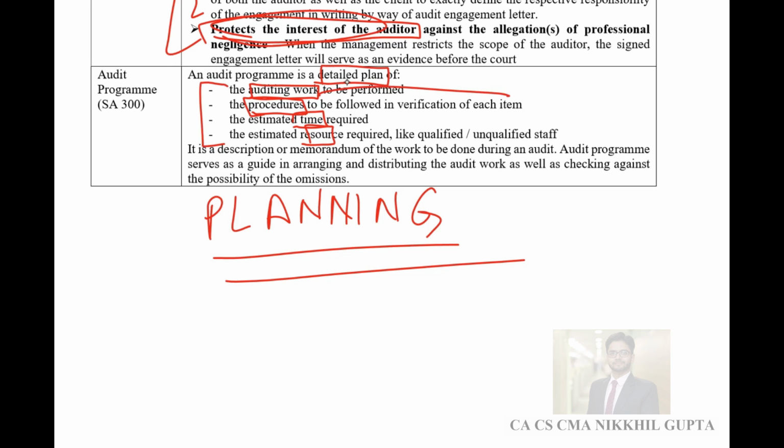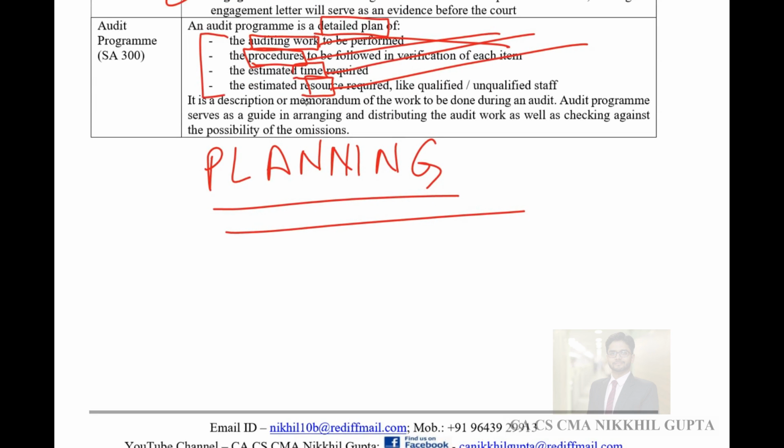Audit work, what audit work is to be done, how is it to be done, that is the procedure of audit work, how much time will it take, and how many people will it take. These four things constitute an audit program. It is the description or memorandum of work to be done during an audit. Audit program serves as a guide in arranging and distributing audit work as well as checking against the possibility of omissions.